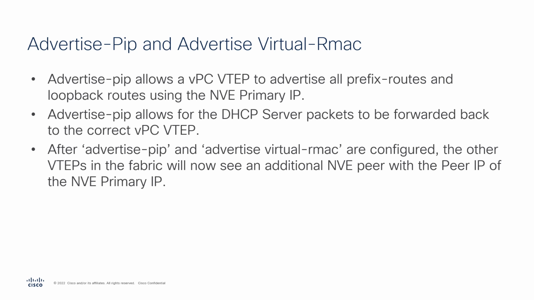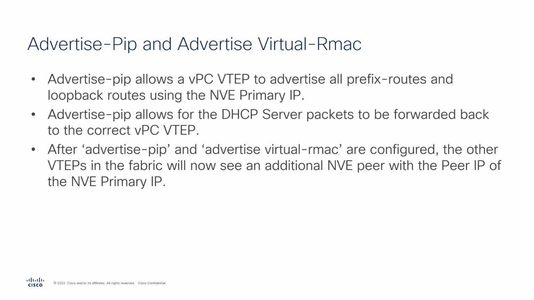The requirement for advertised PIP and advertised virtual RMAC is needed for the same reason as the unique DHCP loopback. By default, VPC VTEPs advertise their Type 5 routes using the NVE virtual IP. This IP is shared between them and allows for redundant paths for traffic. Since the DHCP server replies should not go back to a VTEP it is not intended for, we need to advertise the DHCP loopback using the NVE primary IP.